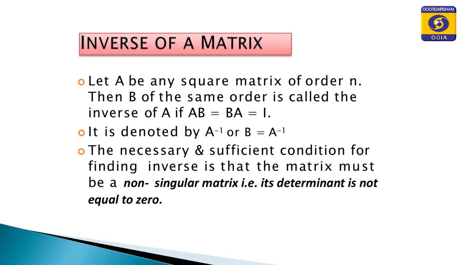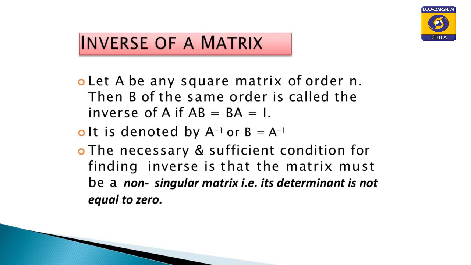Let A be a square matrix of order n, then B of the same order is called the inverse of A if AB = BA = identity matrix. It is denoted by B = A inverse. The necessary and sufficient condition for finding the inverse is that the matrix must be non-singular.